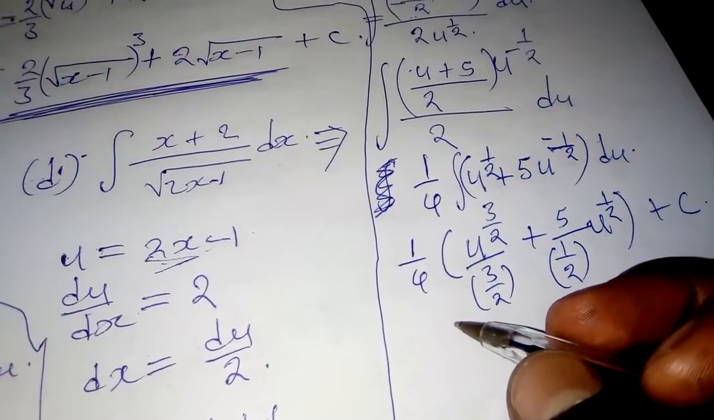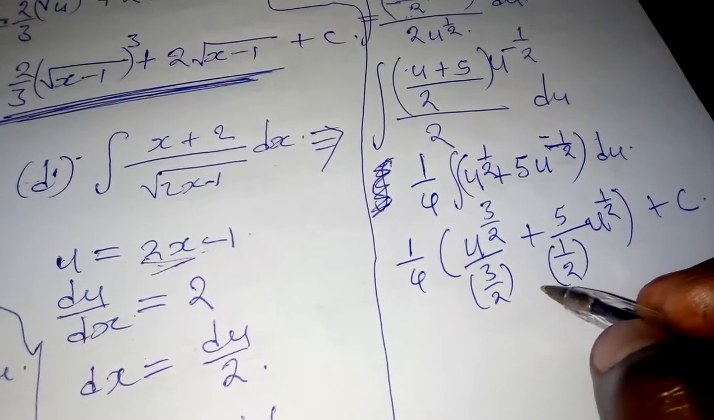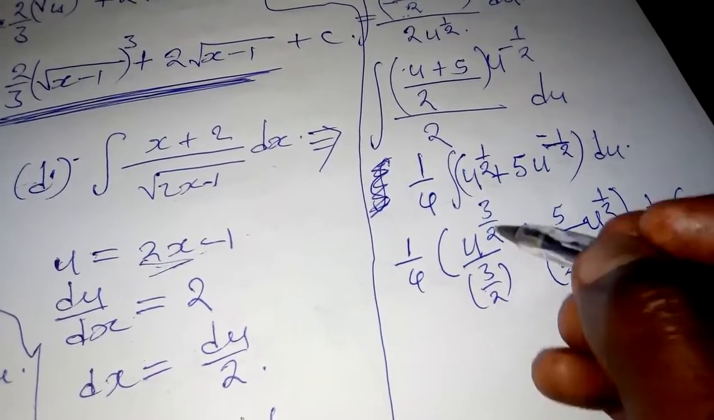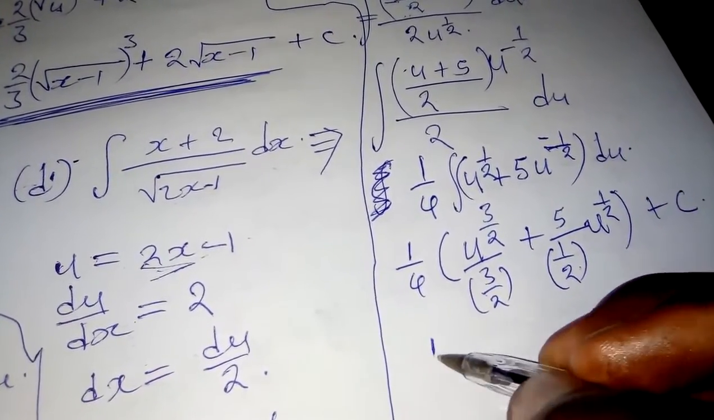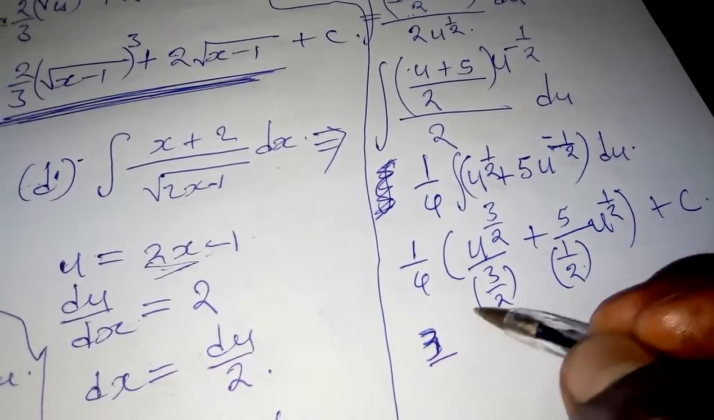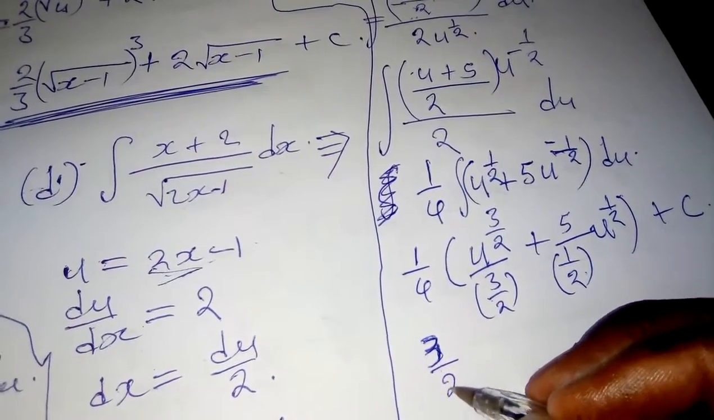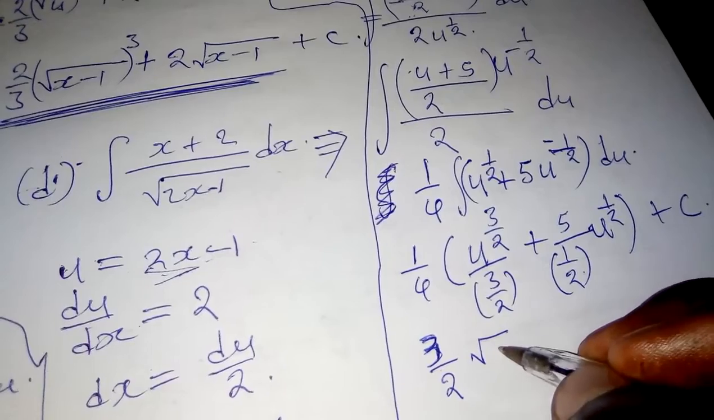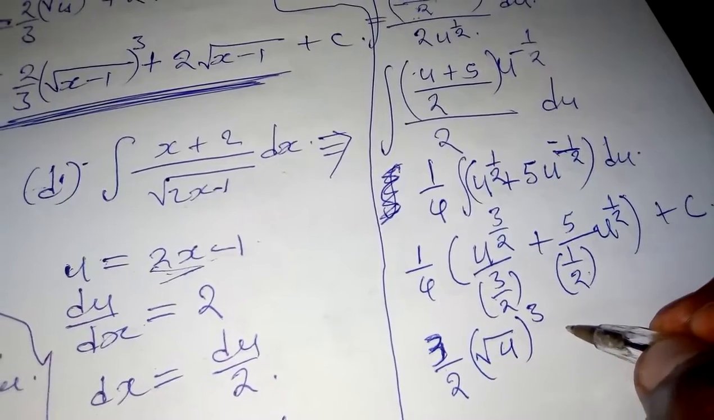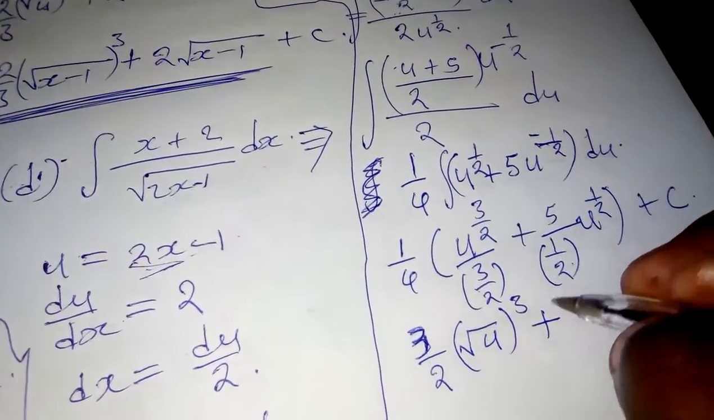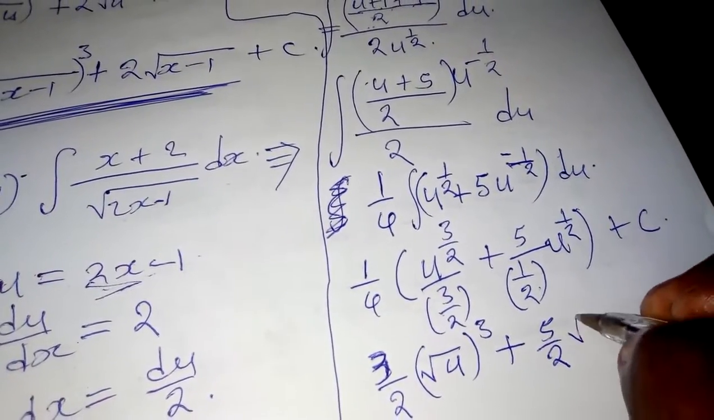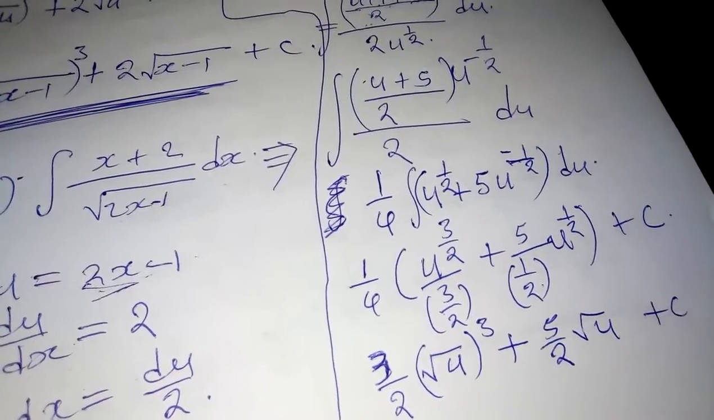So here what you do, you can see that these are multiplying. So in short, you can simplify this by writing, when you divide this into that and this into that, in short, we're going to get this as your final solution, 1 over 3 over 2, and then the root of u to the power 3, then plus 5 over 2 in the root of u, and then plus c.